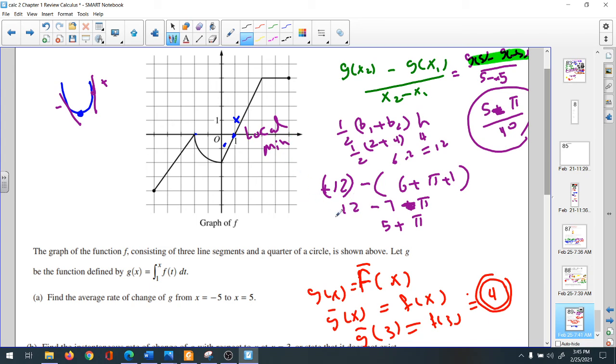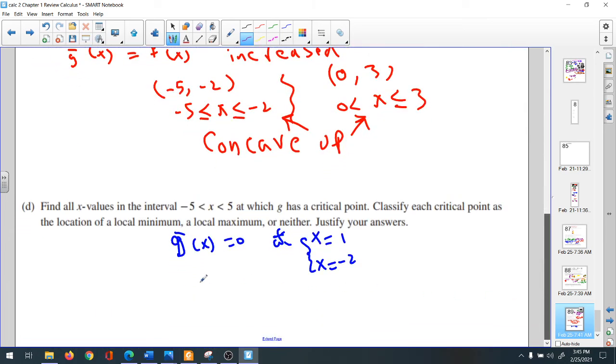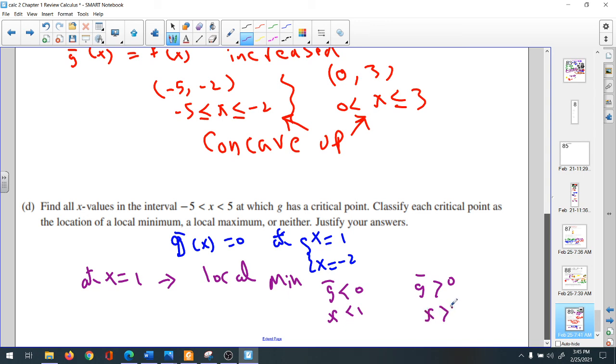So the graph has a local minimum at x equals 1. Conclude that: at x equals 1, local minimum. Explain why: because g dash is less than 0 when x is less than 1, and g dash is greater than 0, positive, when x is greater than 1. That's your explanation.